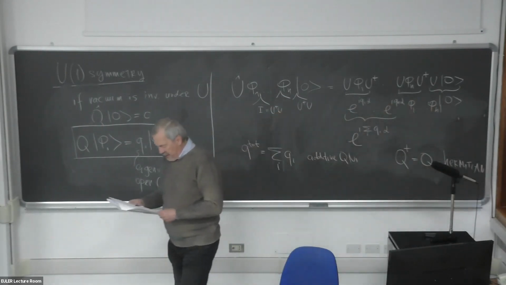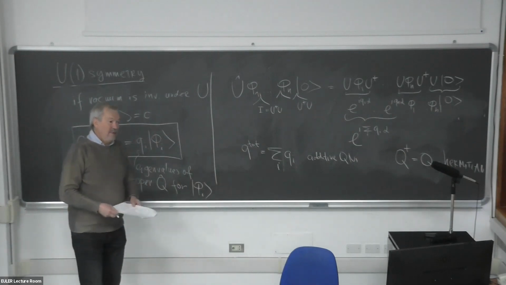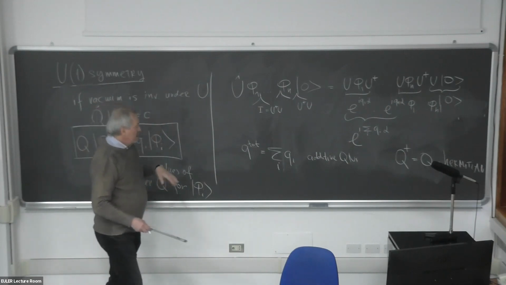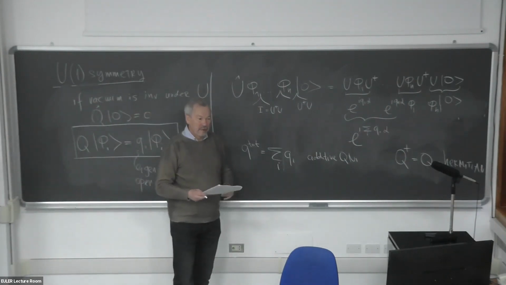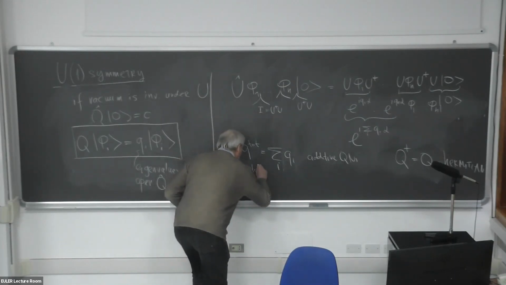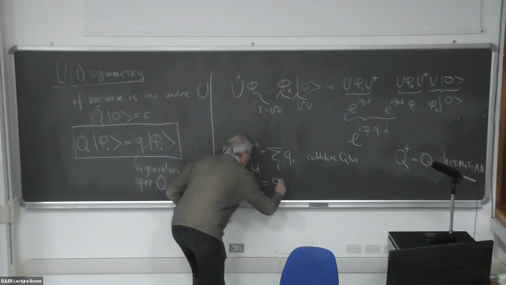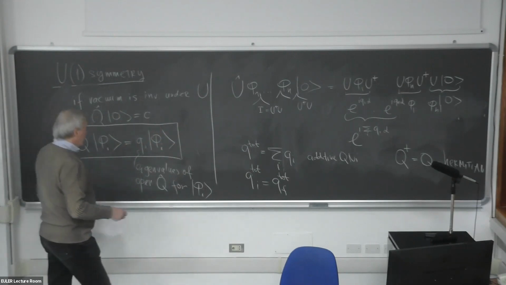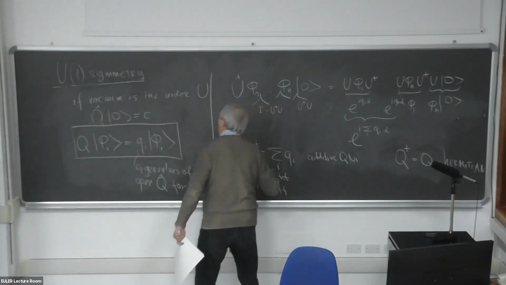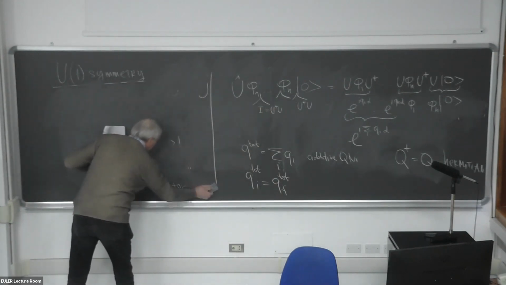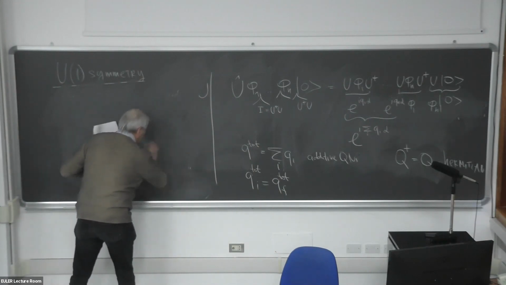And again, the story is the same as we discussed before. If our theory is invariant under these transformations, then Q should be a conserved quantum number, which means that Q total in the initial state equals Q total in the final state, as a consequence of invariance of our Lagrangian or Hamiltonian of interactions. I will not repeat this analysis, it is completely the same as we discussed before.